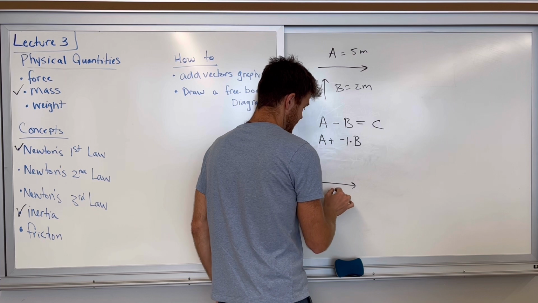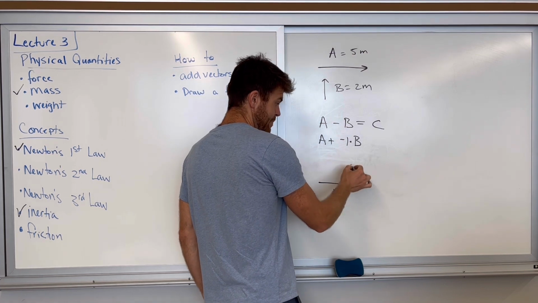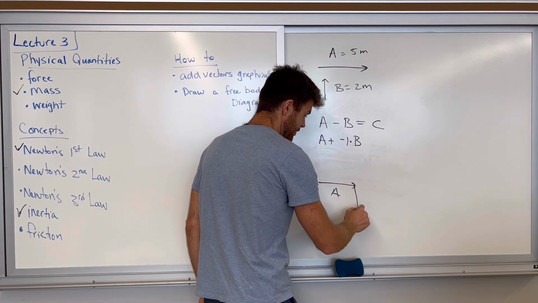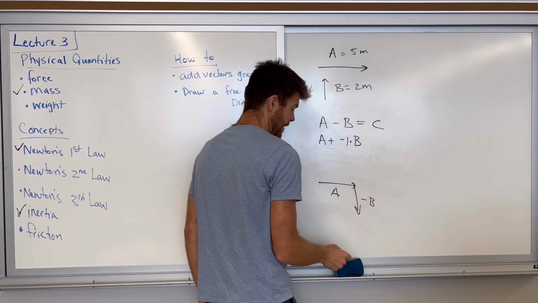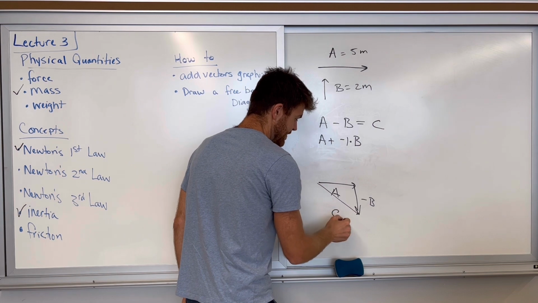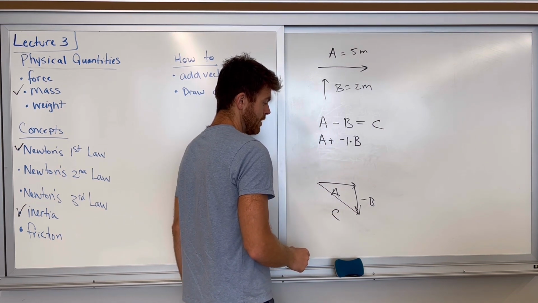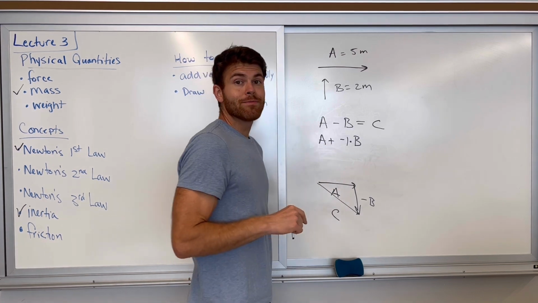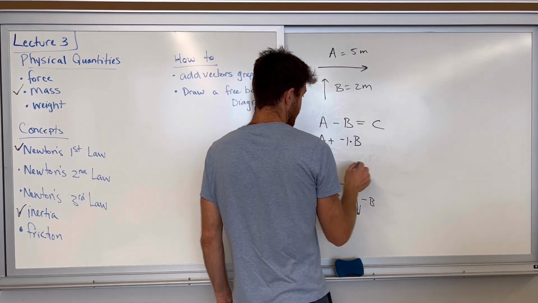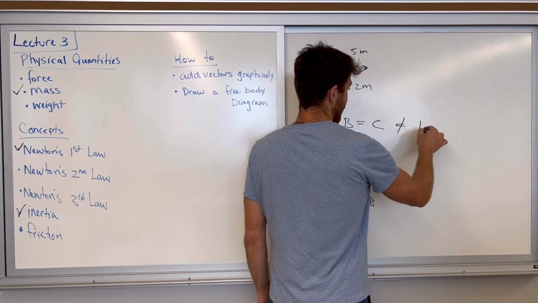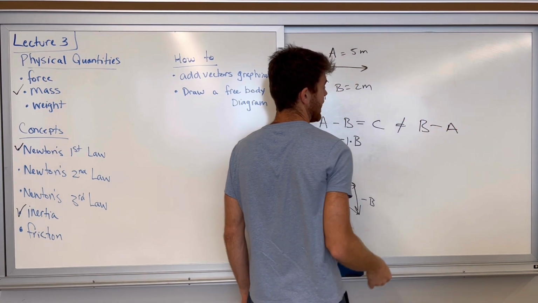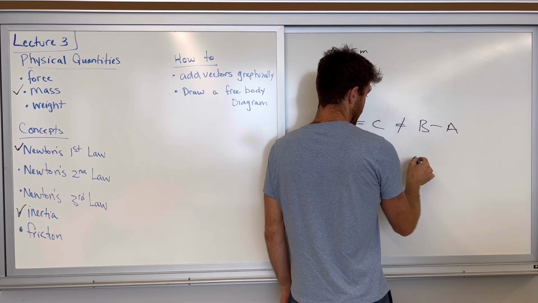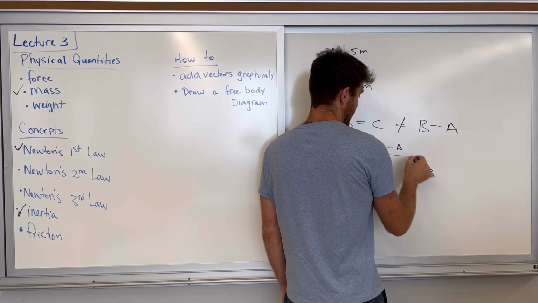I draw vector A. Instead of adding B, I'm going to add B pointing in the opposite direction. So this is negative B, and so this is vector C. Now, unlike addition, subtraction is not commutative. So this does not equal B minus A. You can't flip it. Because B minus A would be, this is B, and then this is minus A.